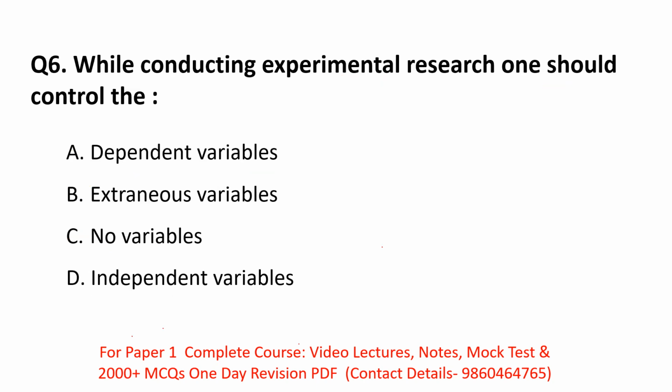Next. While conducting experimental research, one should control the. In this question they are asking, while performing experimental research, which variable should we control? Remember, when we perform experimental research, you have to know the reason behind it. Experimental research provides us the relation between the independent and the dependent variable, how the independent variable affects the dependent variable.